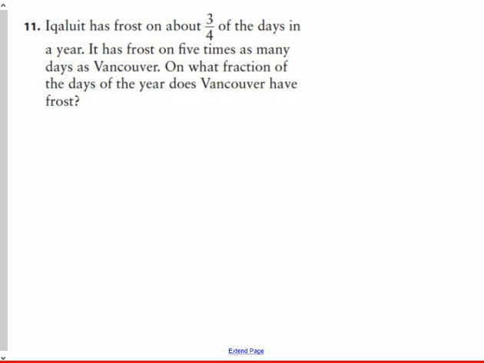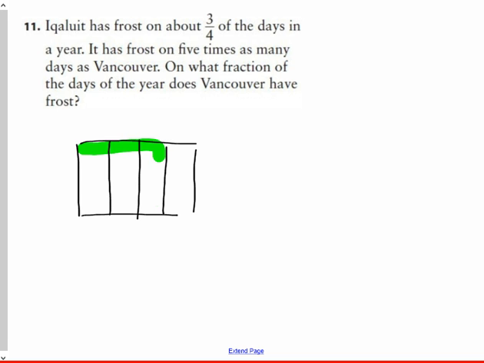And I think the second last question we're going to correct. It says Iqaluit has frost for about 3/4 of the days in a year. I wonder what we can do to draw that. Let's use a rectangle and cut it into 3/4. This is Iqaluit's frosty days in a year. That's a lot of frost.